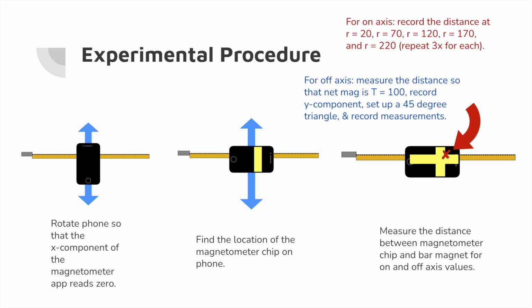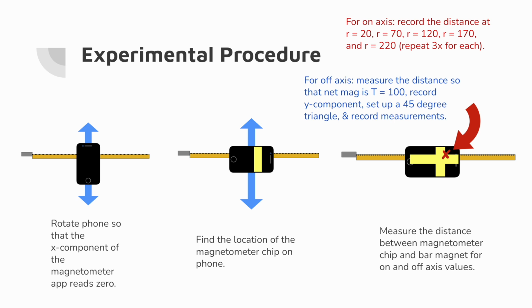For the experimental procedure, we found the magnetometer chip on the phone and used it as a reference point to measure the distance between it and the bar magnet for both the on-axis and off-axis values. For on axis, we recorded the field at r equals 20, 70, 120, 170, and 220, and we repeated it twice for a total of 3 experimental values.